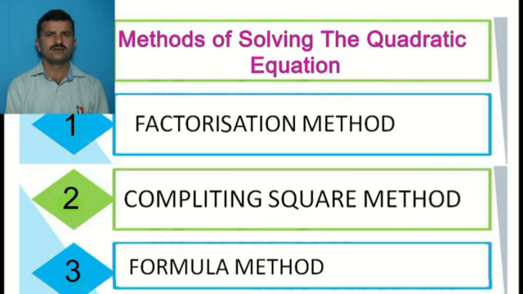Before that, you learned how to find the factors of a quadratic polynomial. Now you have to find the solution of a quadratic equation by 3 methods. The first method is the factorization method, the second one is the completing square method, and the last one is called the formula method. And in this topic you will learn the factorization method.